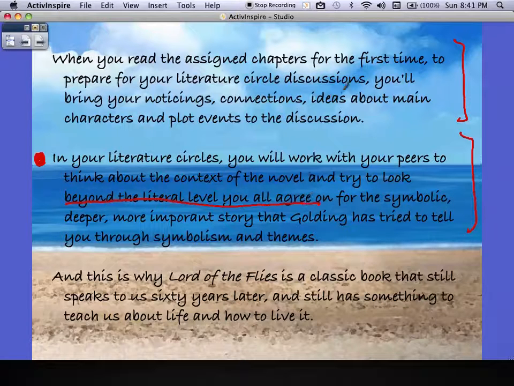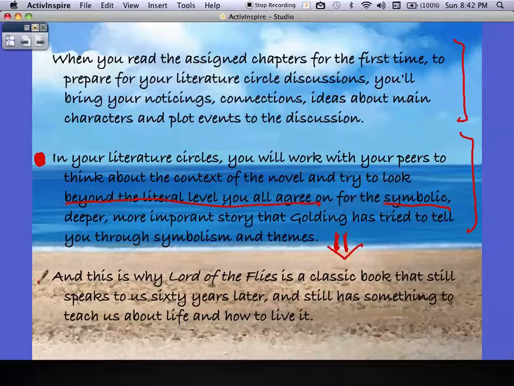You're going to try and look at context. You're going to try and look at what is he trying to tell us? What could these characters possibly stand for? Knowing what I know about Golding and the time and the place that he lived in when he wrote this, what could these boys be symbols for? What's the more important story that Golding's trying to tell me? And why does any of this matter?